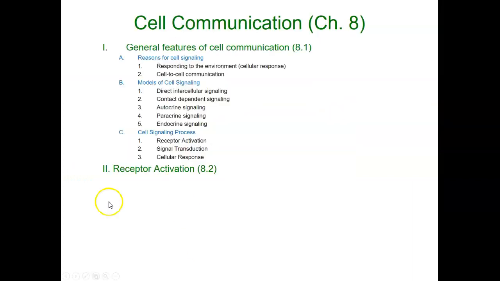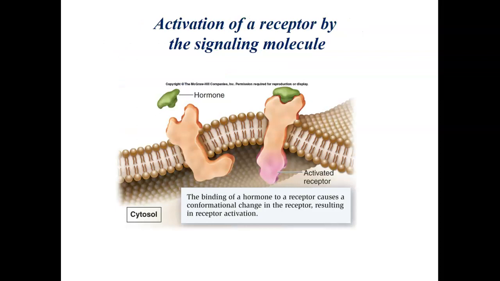All right, so that basically summarizes section 8.1. We talked through the reasons for cell signaling. I put a bunch of videos up on the different models of cell signaling, and then I've just highlighted what that process actually looks like. So we're going to skip section 8.2, receptor activation, in your book, and we're going to go ahead and jump into section 8.3.